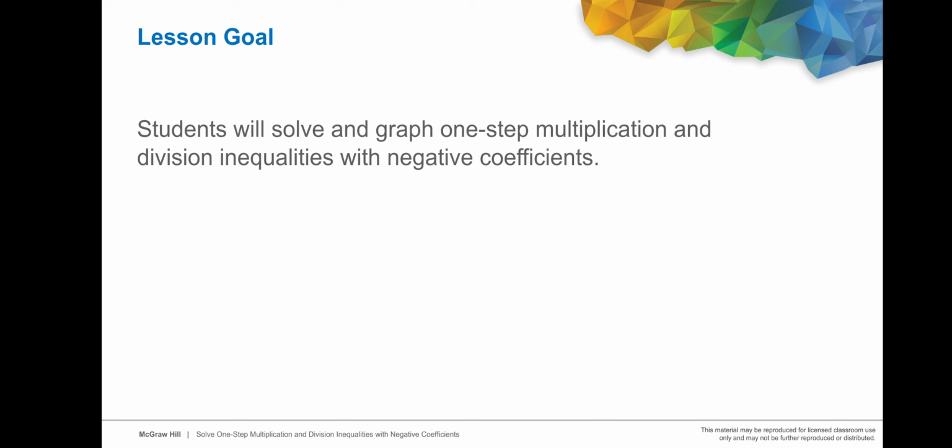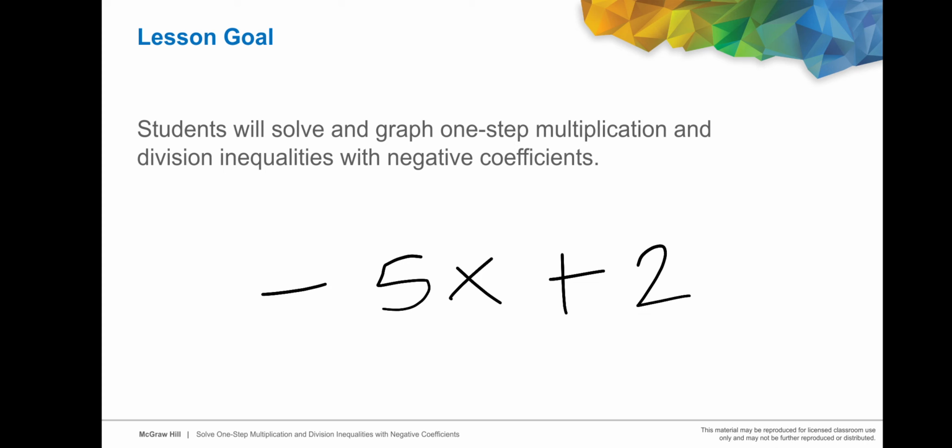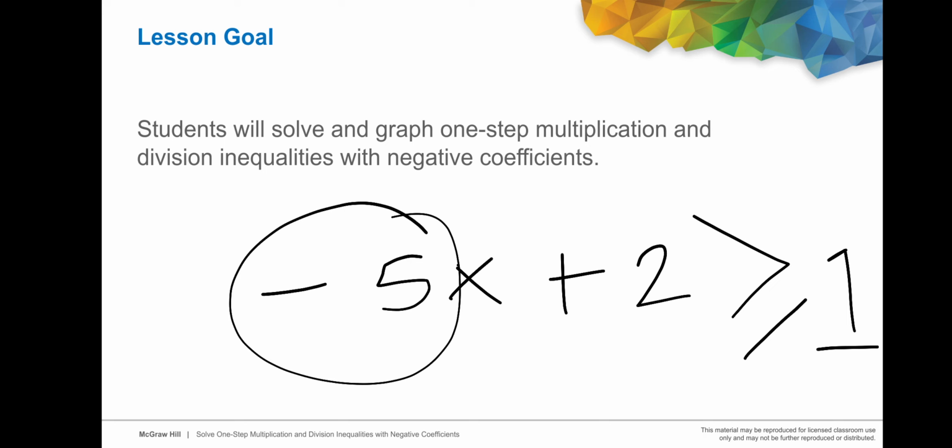So when I say negative, it could be like this, for example, negative 5x plus 2 is more than or equal to 1. This is one example. The coefficient of x, which is here 5, is negative. This is negative 5. So what to do and how to deal with inequalities when they have a negative coefficient?